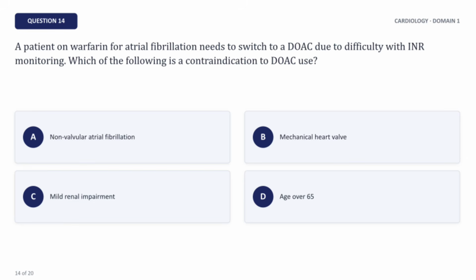Question number 14. A patient on warfarin for atrial fibrillation needs to switch to a direct oral anticoagulant due to difficulty with INR monitoring. Which of the following is a contraindication to direct oral anticoagulant use? Option A, non-valvular atrial fibrillation. Option B, mechanical heart valve. Option C, mild renal impairment. Option D, age over 65.